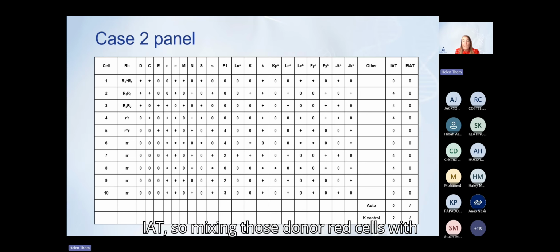When you perform the IAT, mixing those donor red cells with the patient plasma, you get a negative result. What that means is you've done the cross-match and it's compatible, therefore it's negative, so it's appropriate to use that blood for that patient. If we cross-matched that previous patient with ABO, D and K compatible, and the unit was incompatible, we wouldn't select that unit because it's not cross-match compatible by IAT. I hope that makes sense. Thanks.